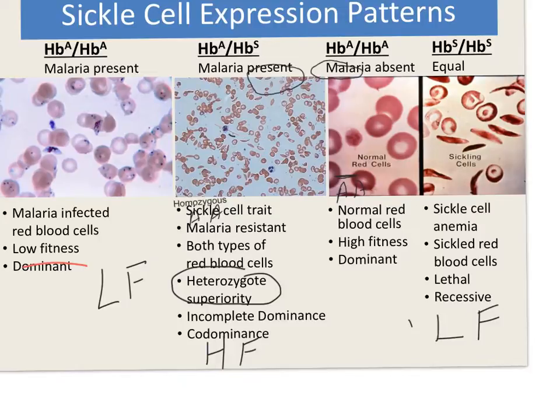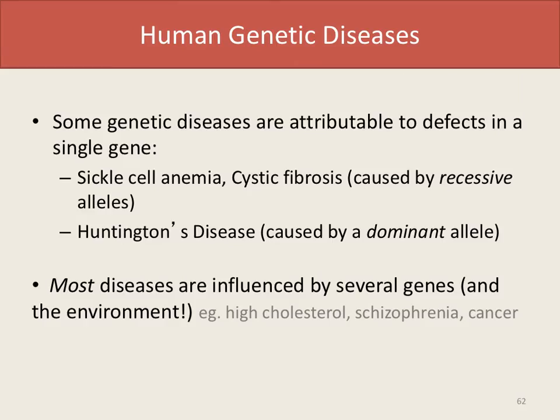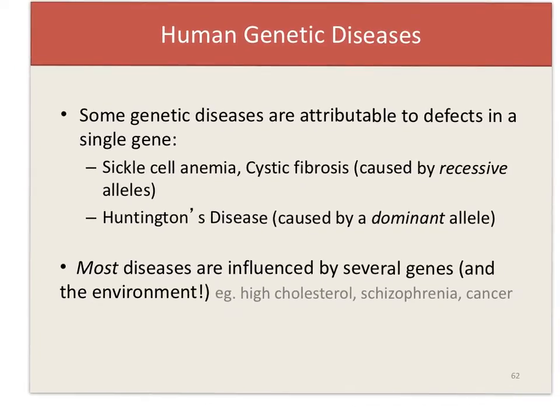This is actually where HBA, HBS, that's called sickle cell trait. Not sickle cell disease, it's sickle cell trait, which means that the red blood cells are resistant to being infected by malaria. Okay, so sickle cell disease, to get it, you need both copies, HBS, HBS.